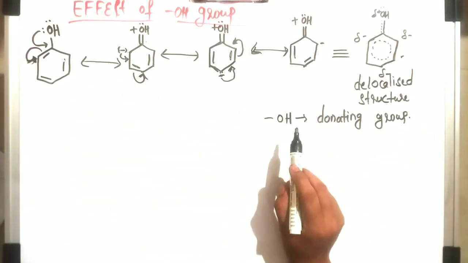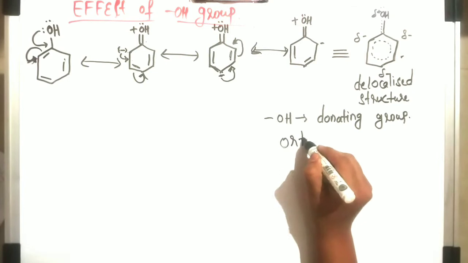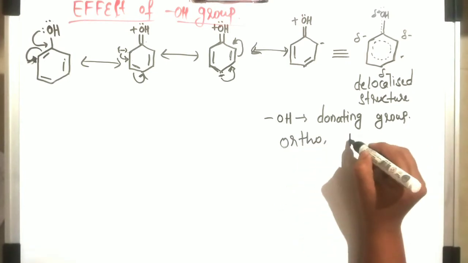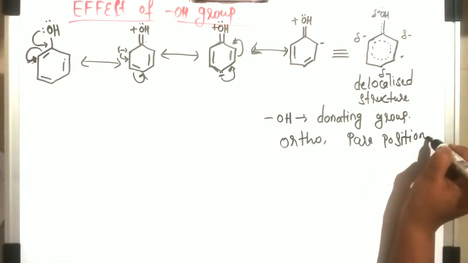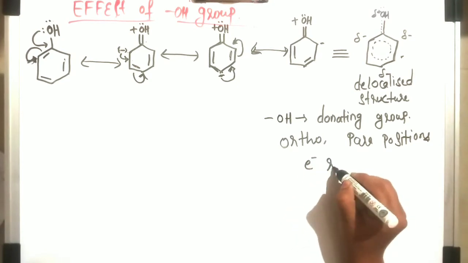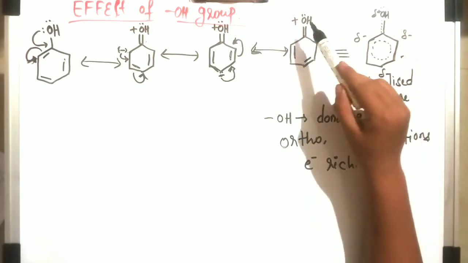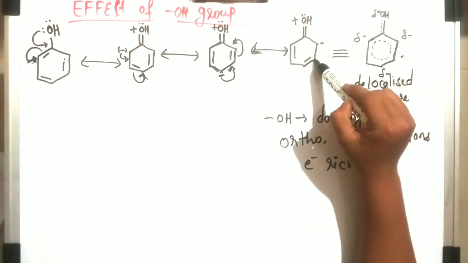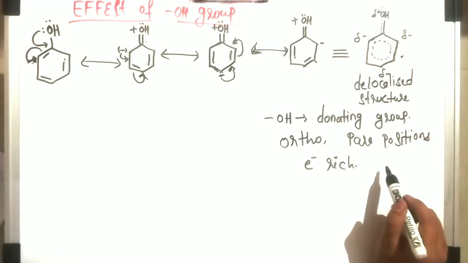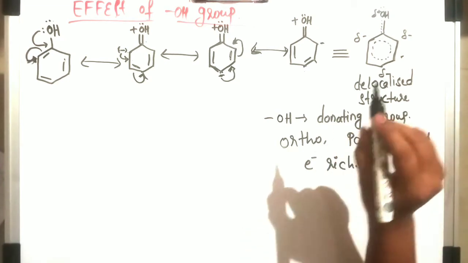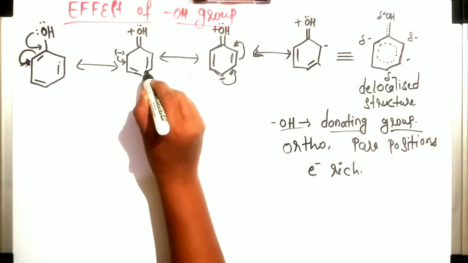So here one thing we can observe from this resonance effect: ortho and again para position. Ortho and para positions are electron rich. Where is the ortho position? This is the ortho position and this is the para position, and over here is the meta position. So ortho and para positions are electron rich. Therefore the electrophile attaches to the ortho and para positions. Okay, this is about the resonance structure.